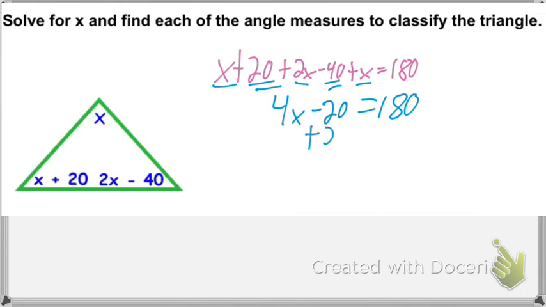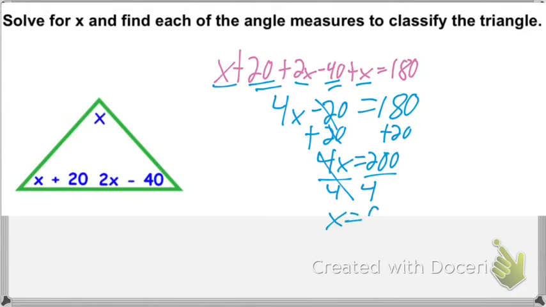Very good. We would add 20 to both sides, to get rid of that negative 20 with the 4x. Negative 20 plus 20 is 0. 4x is equal to 200, okay? What would we do now, Quentin? Divide. Very good. Divide by 4. You must have had a good math teacher last year, okay? x is equal to 50.